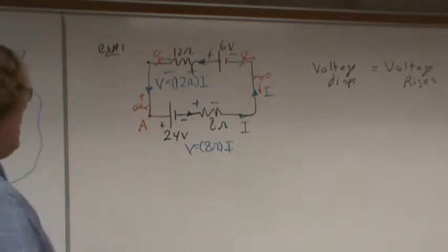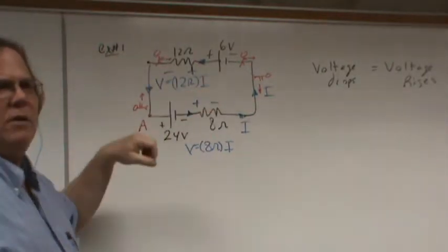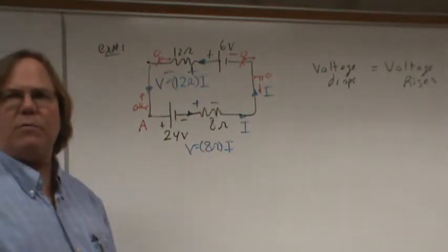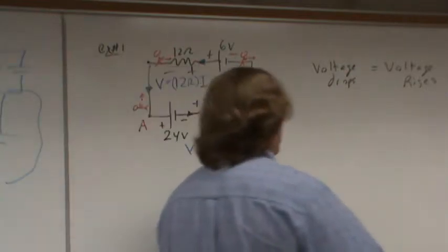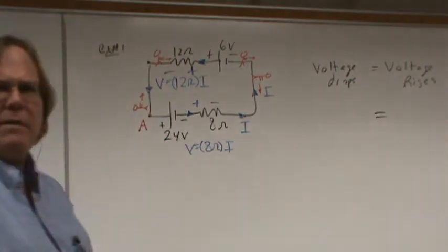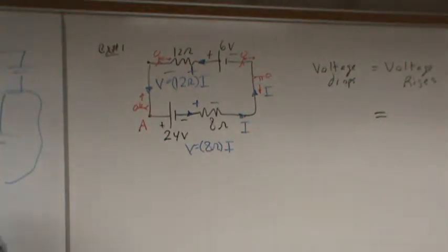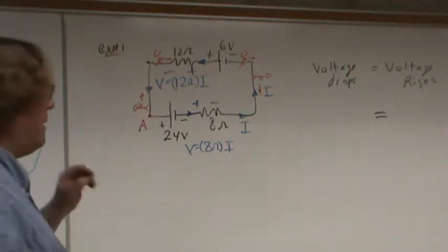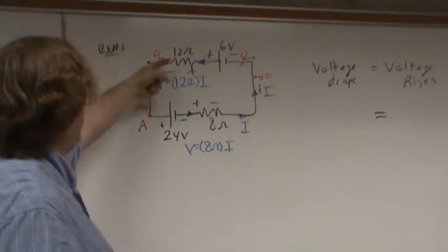And as my walking man goes around the loop, he's going to encounter voltage drops and voltage rises. The voltage drops are going to go on the left side of this equation, and the voltage rises will go on the right side of the equation. Let's follow our little red walking man. He walks along. He gets here.